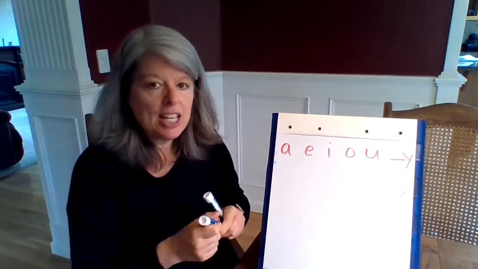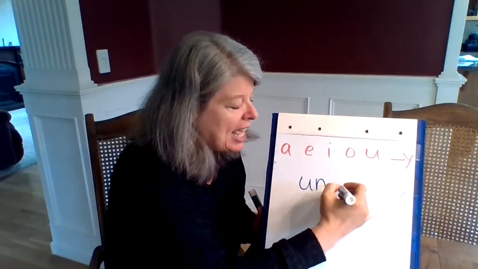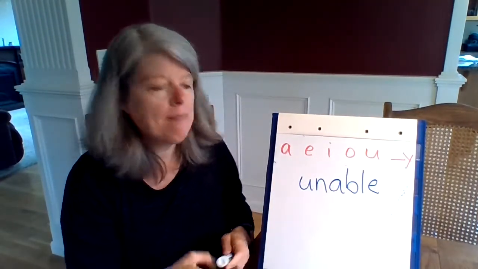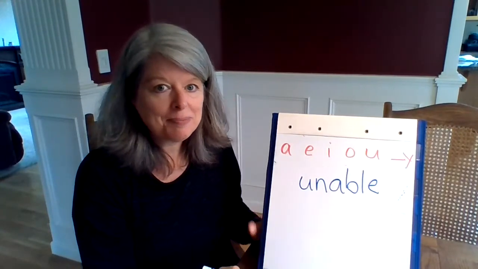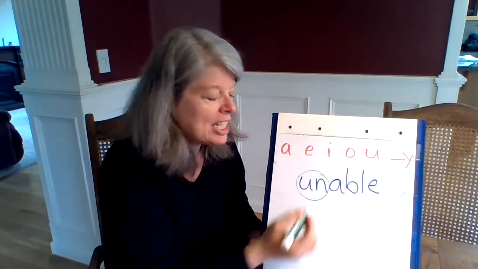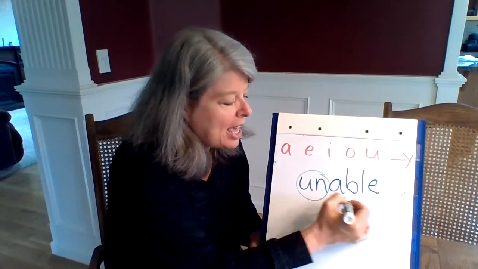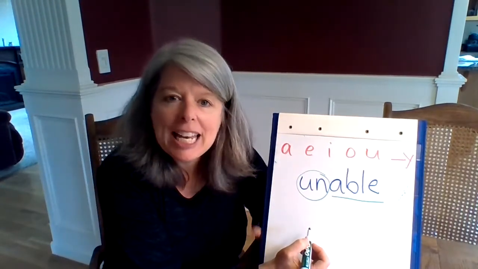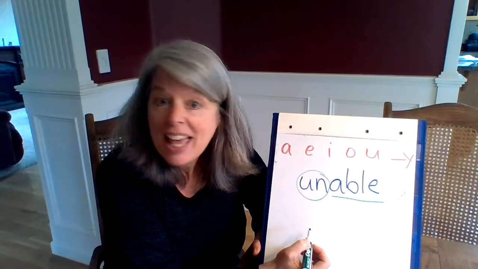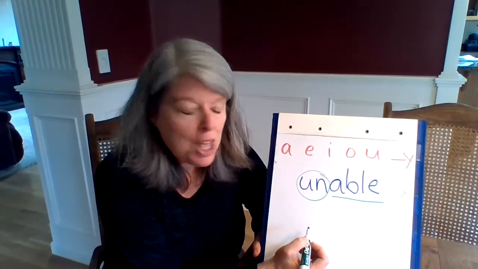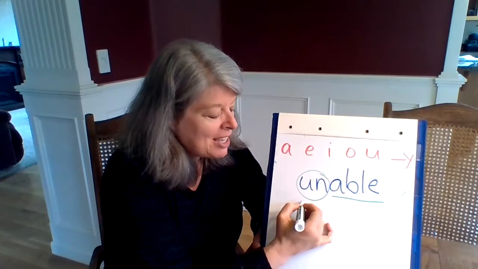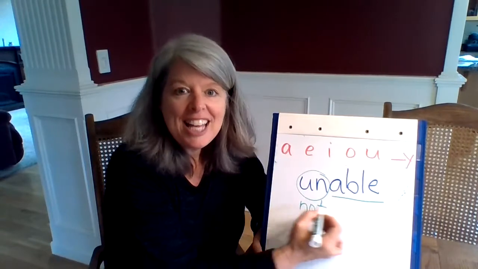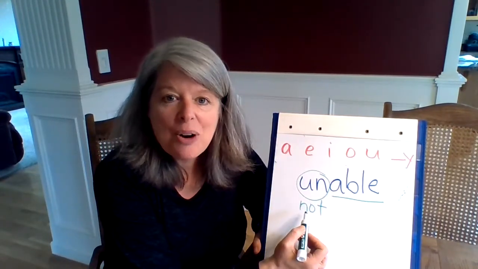Write the letters U, N, A, B, L, E. Do you see a prefix or a suffix? Circle it. And our root word is able, and our word is unable. What does it mean if you're unable to do something? It means you can't do it. You're not able. So the prefix means not. Not able, unable.